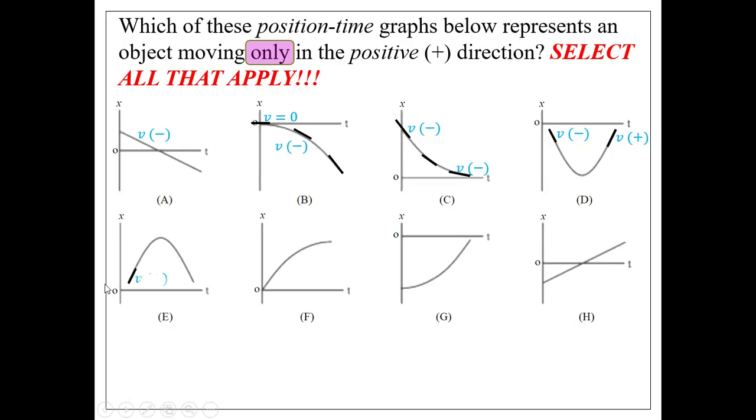Well, the initial tangent line here is positive. And then on the right side of the graph, the tangent line has changed direction. It's now negative. But we're looking just for positive, okay?